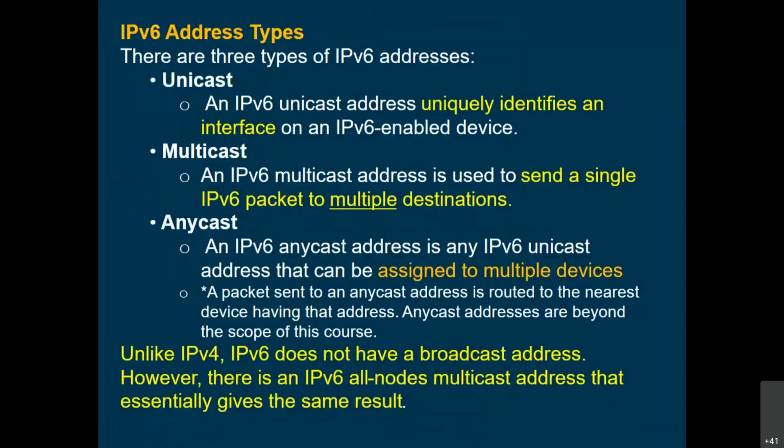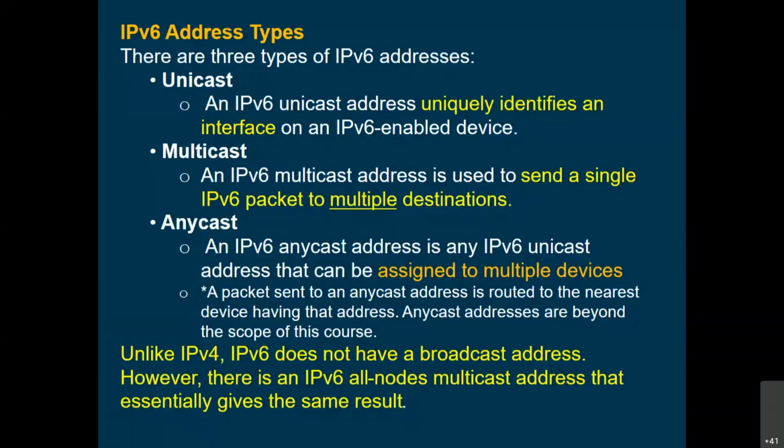So in IPv6, there are different address types, very much like IPv4. In IPv4, we have unicast, multicast, broadcast, right? So in IPv6, we have unicast, multicast, anycast. It doesn't have any broadcast. So what is unicast? Unicast is a uniquely identified address of an interface on an IPv6 enabled device. Unicast, unique address. Okay? Multicast, an IPv6 multicast address is used to send a single IPv6 packet to multiple destinations.